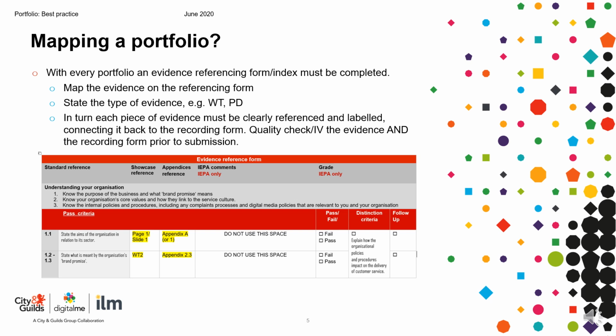It is also important that with every portfolio submitted, an evidence referencing form or index must be completed. These are normally supplied by City & Guilds and can often be found on the websites associated to the standard under the Documents tab. Each piece of evidence must be linked to the criteria it maps against and is trying to be achieved. It must be clear to the independent endpoint assessor what type of evidence they are looking to assess. For example, if this is a witness testimony, you might document this by using the term WT and denote which one, if more than one has been submitted.